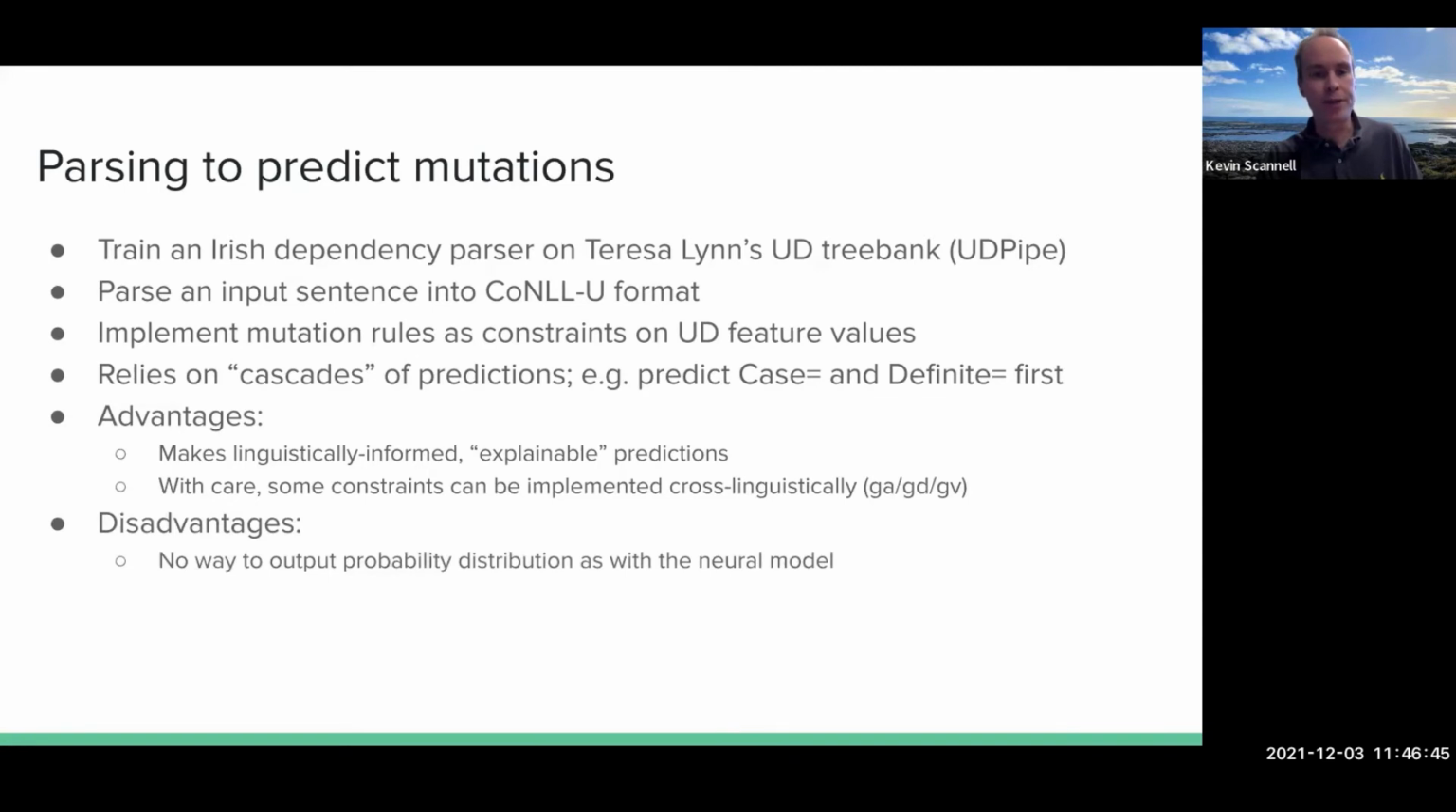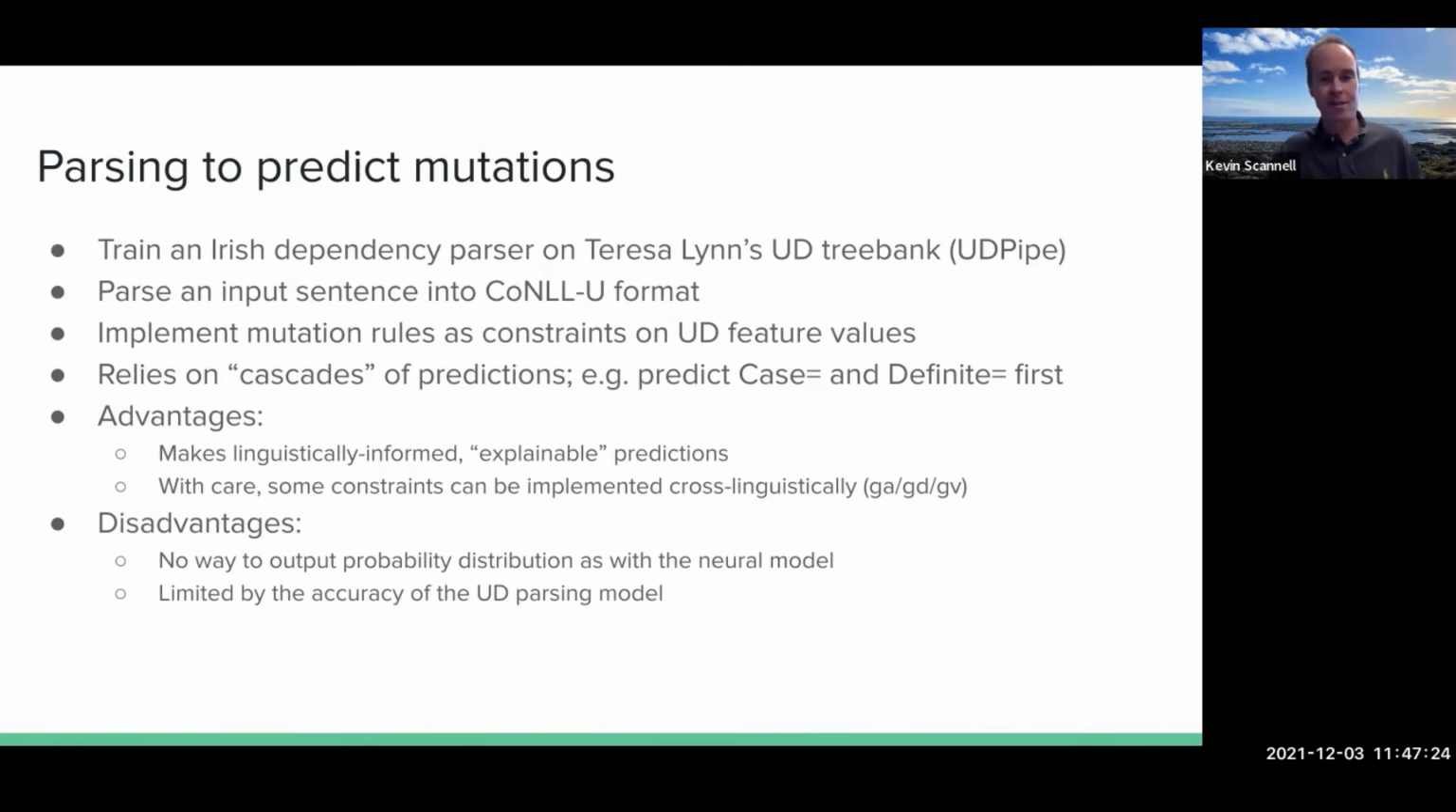There are disadvantages as well. For example, with this approach, you're giving up on the idea of outputting a probability distribution. It's essentially rule-based. You're also limited by the accuracy of the original parse, which is extremely challenging to get right. And then also each of these cascades of predictions accumulates errors with each prediction that you have to make. But this is the second strategy. I'm unable to report comparable evaluation numbers, again, because it doesn't output probabilities.